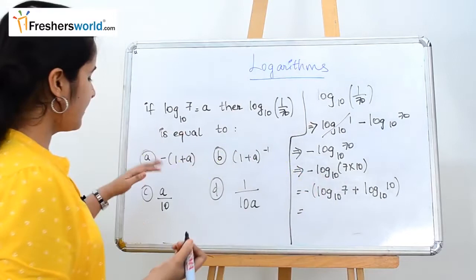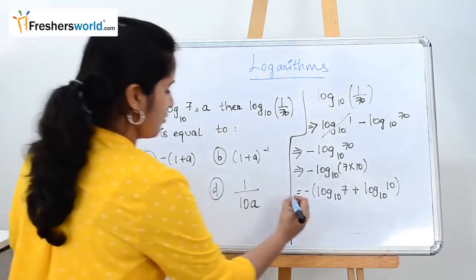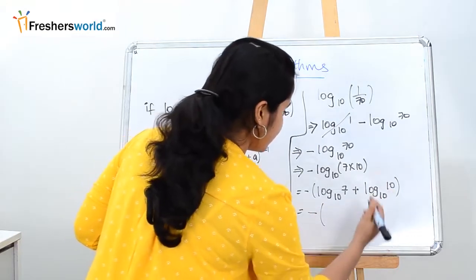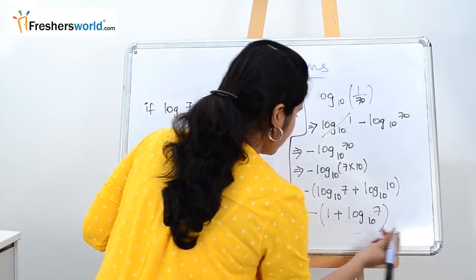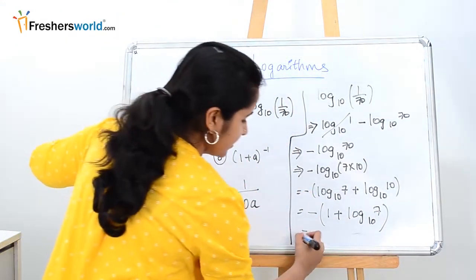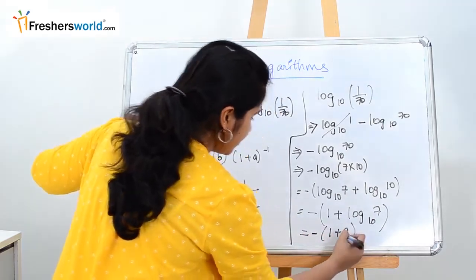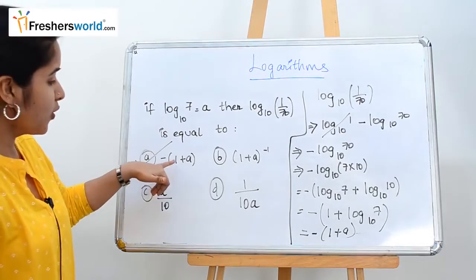So now we have to go back and check which answer it actually matches. So we have minus here. Log 10 to the base 10 can be written as 1. So it becomes 1 plus log 7 to the base 10. We know that log 7 to the base 10 is nothing but a. So it can be written as minus of 1 plus a. So our answer is nothing but option A, which is minus of 1 plus a.